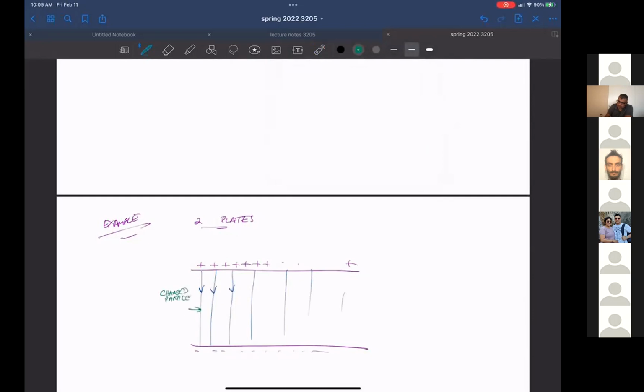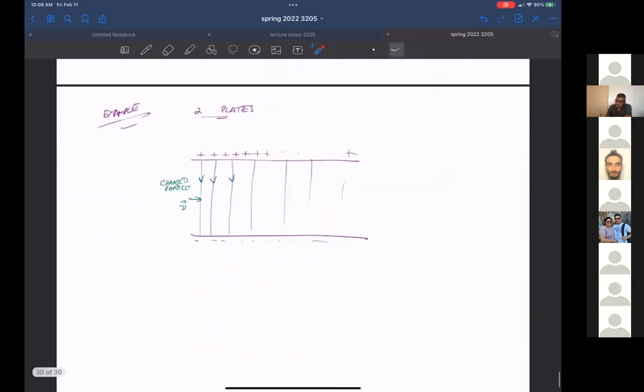And we're going to launch this charged particle with a velocity v. That's like in this direction, right? Perpendicular to the electric field into this plate. Okay, and then we want to see what happens.